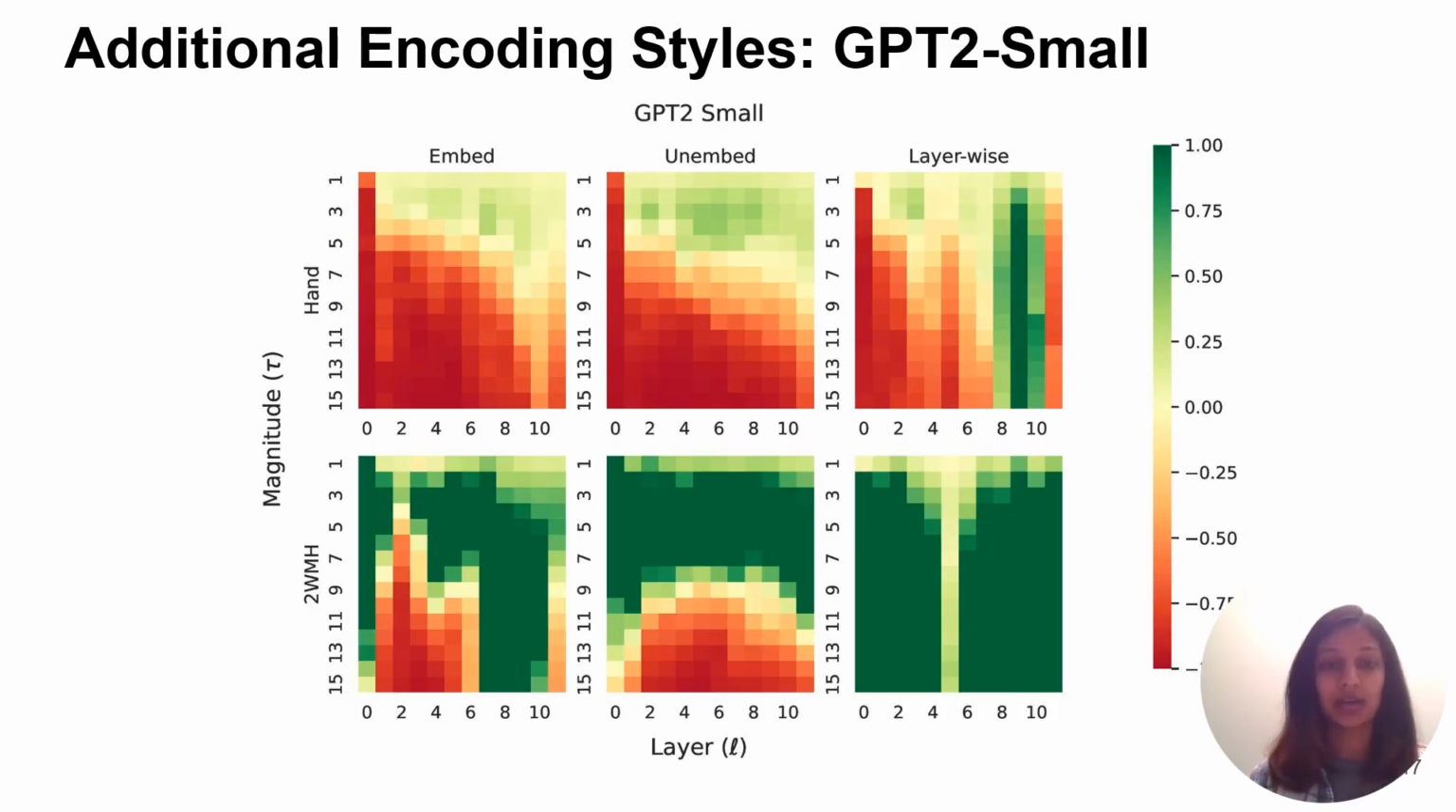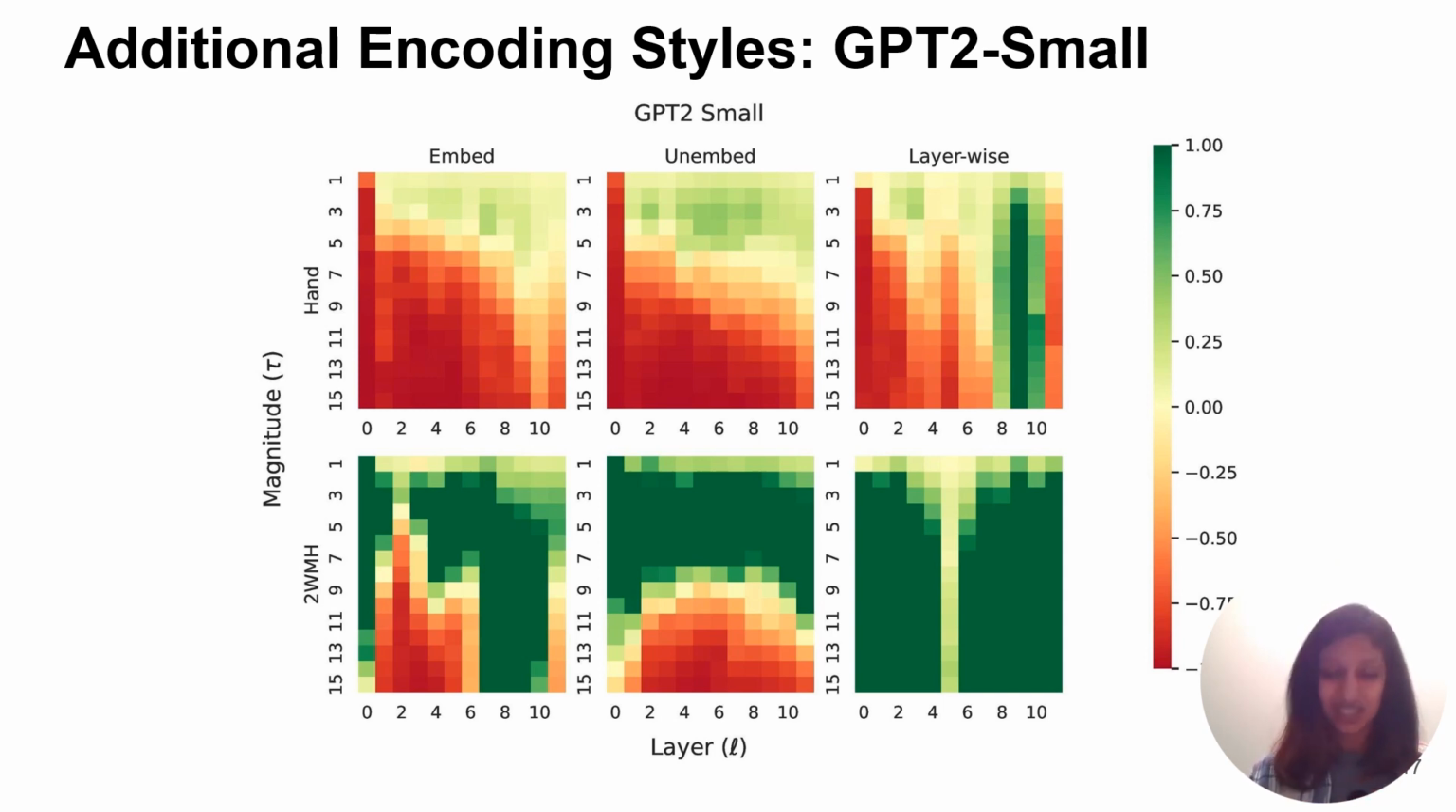Now that we understand what the different types of encoding styles are, we're going to compare and contrast them across different types of models. On this slide, we're going to consider the model GPT-2 small. What you're visualizing here is a group of heat maps. I'm going to explain what each one of them is.